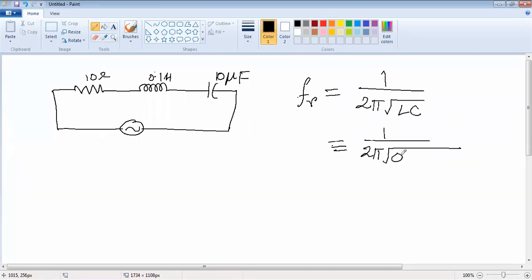Look, L is 0.1 Henry, into C, which is 10 microfarad, which means 10 to the power minus 6. So it will give you 159.2 hertz. This is the resonant frequency Fr.